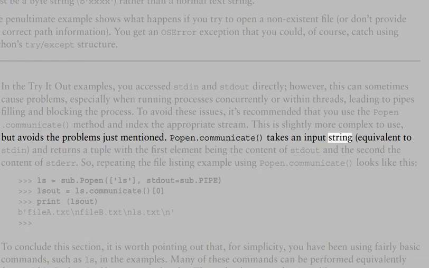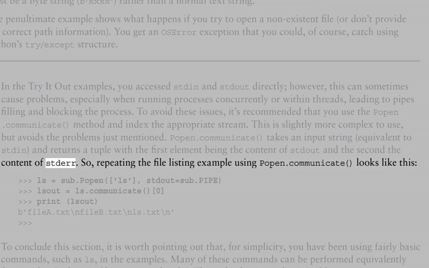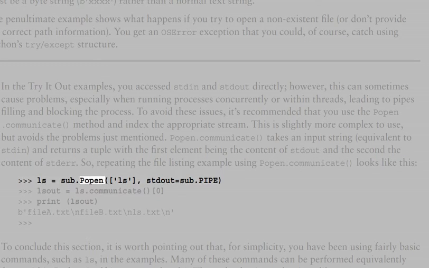Popen.communicate takes an input string, equivalent to stdin, and returns a tuple with the first element being the content of stdout, and the second the content of stderr. So, repeating the file listing example using Popen.communicate looks like this. ls = sub.Popen('ls', stdout=sub.PIPE); lsout = ls.communicate()[0]; print(lsout) gives b'file.txt\nfileb.txt\nls.txt\n'.